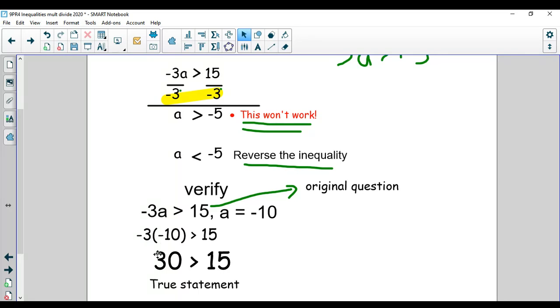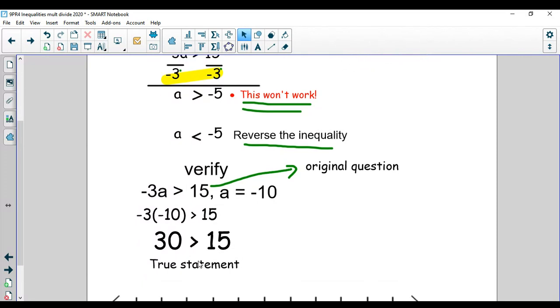Negative times a negative is a positive. 3 times 10 is 30. 30 is greater than 15. Yes, that's a true statement. Next video, we will look at dividing inequalities. And there's lots of little nuances we have to pay attention to when we're doing that.